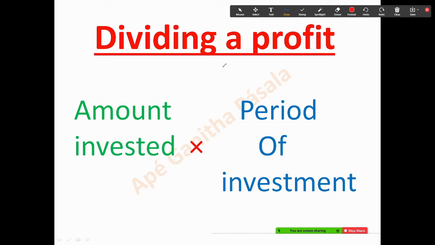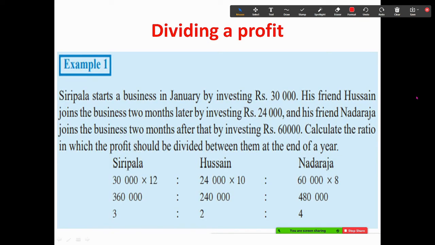Let's clarify this using examples. Here we have to get the product of the amount of investment and the period of investment. So how to get the ratio of dividing a profit? You have to get the product of amount of investment and period of investment, amount into period. Let's clarify that using this example.